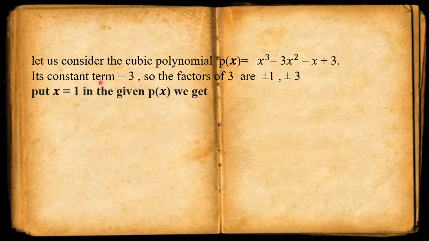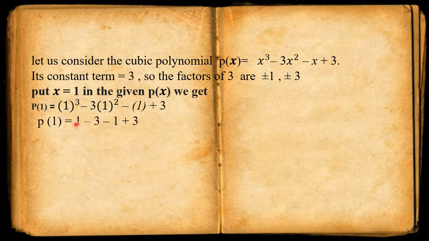So let's take x is equal to 1 in the given polynomial. So what will we get here? P of 1 is equal to 1 cube minus 3 into 1 square minus 1 plus 3. Further solving it, we get 1 minus 3 minus 1 plus 3. That is again 4 minus 4 is equal to 0. So here what we are getting is that P of 1 is equal to 0. That means the polynomial becomes 0 at x is equal to 1.